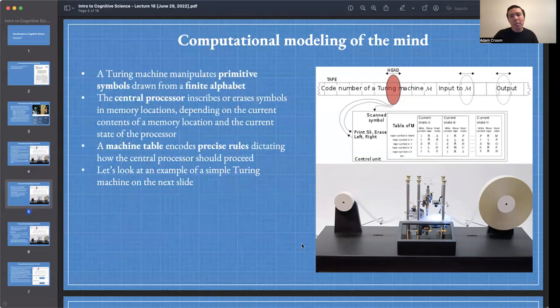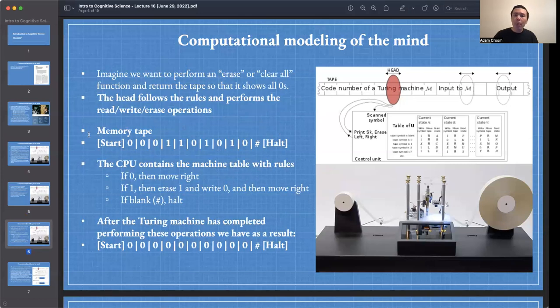A Turing machine manipulates primitive symbols from a finite alphabet. The central processor inscribes or erases symbols in memory locations, depending on the current contents of a memory location and the current state of the processor. A machine table encodes precise rules, dictating how the central processor should proceed. Let's look at an example of a simple Turing machine on the next slide to get a good feel of how a Turing machine works.